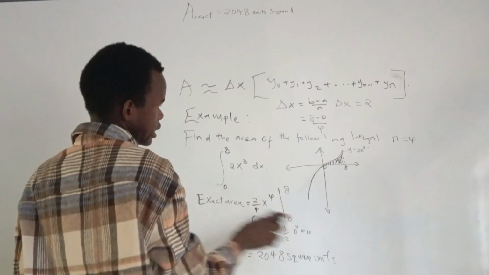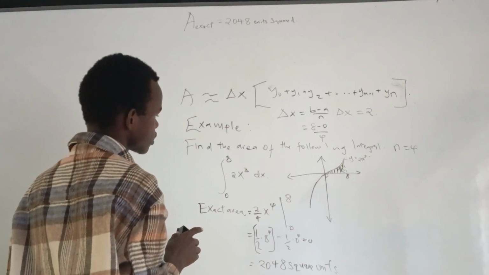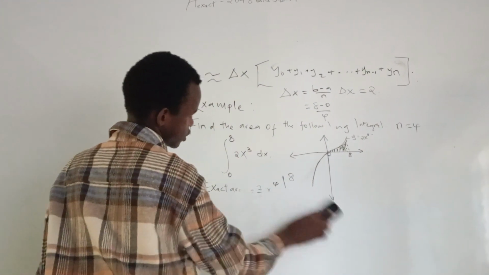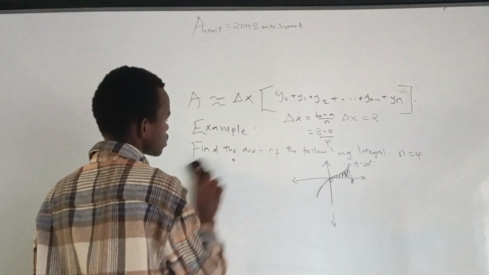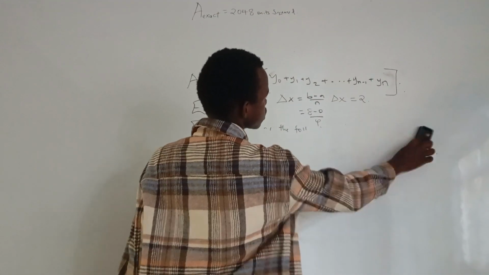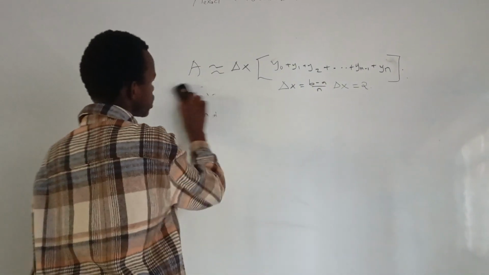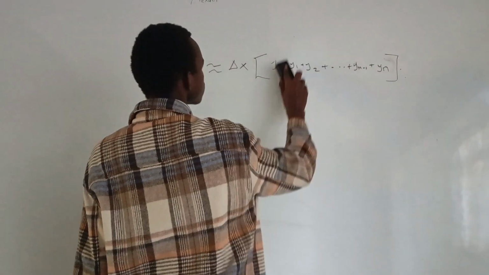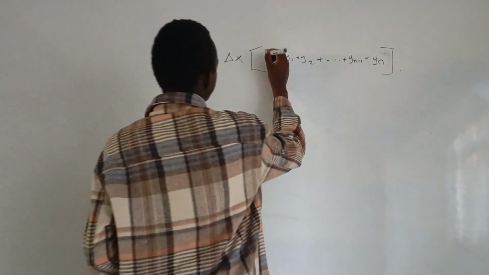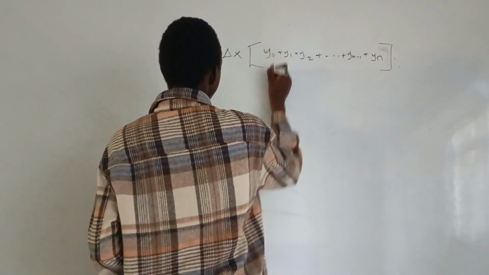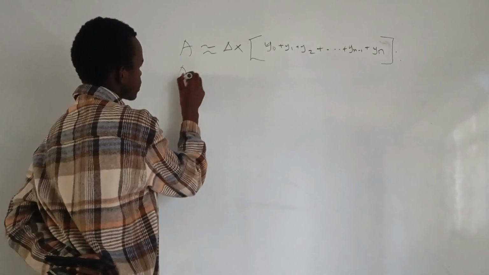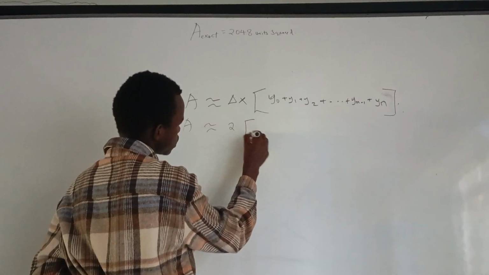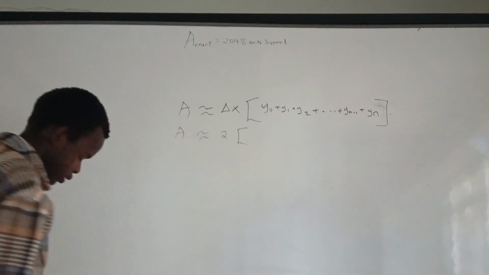Allow me to clear this. Just keep all the information in mind. Let me clear that for some space. Remain with the formula. We found our delta x to be 2. Let's compute the y values.